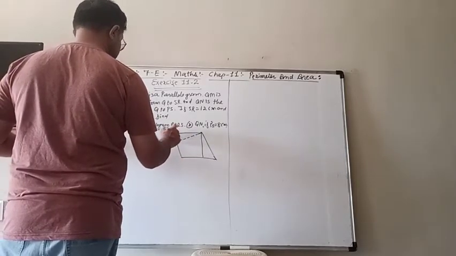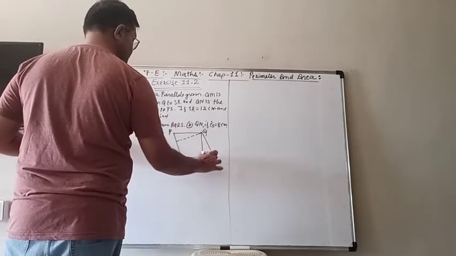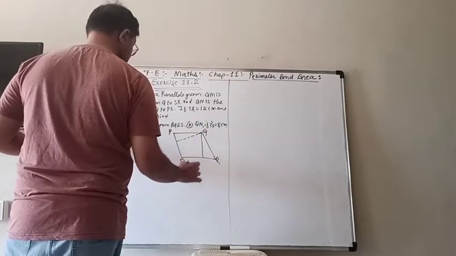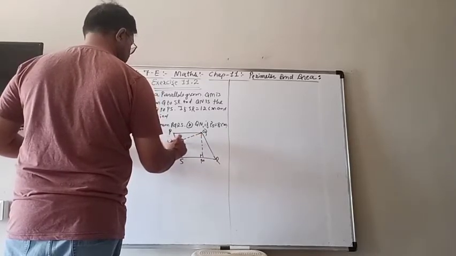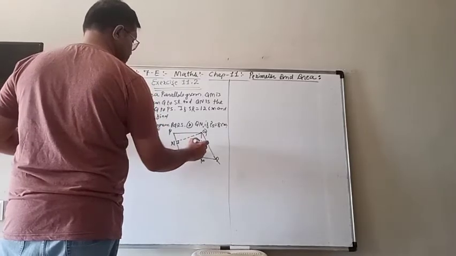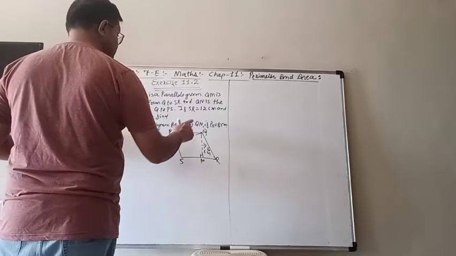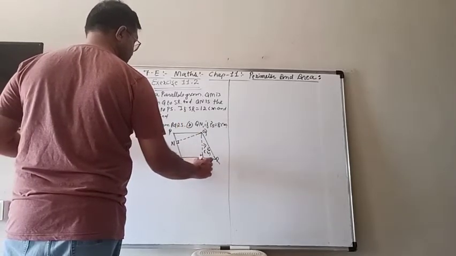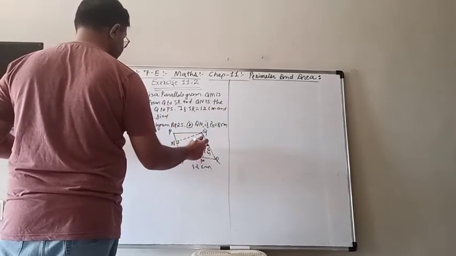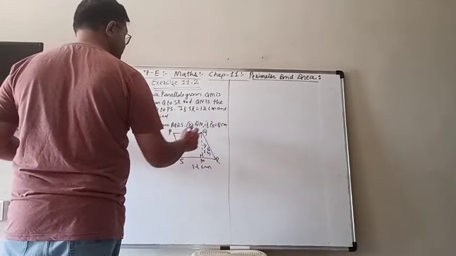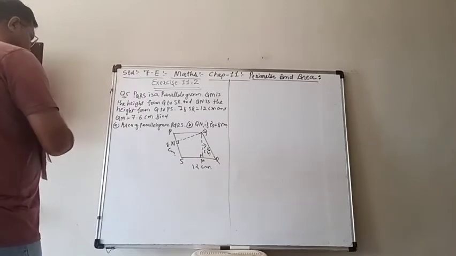Two altitudes are there, in parallelogram PQRS. Here it is altitude, here it is altitude, that is 7.6 centimeter. SR is 12 centimeter, QM is 7.6 centimeter, and PS is 8 centimeter. First of all, we will find the area.